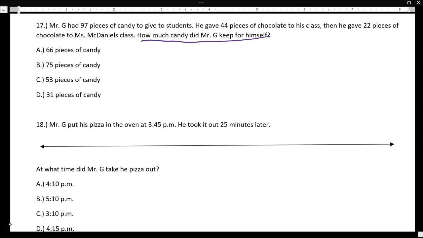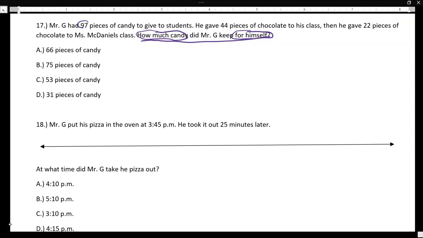Circle important information in the question. How much candy did Mr. G keep for himself? Okay. Circle important information in the problem.